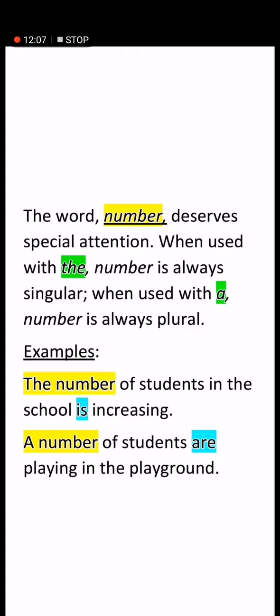The examples: the number of students in the school is increasing. The number of the students is. While when I say a number of students are, it is plural. So the word number with the indefinite article takes a plural verb after it. A number of students are playing in the playground.